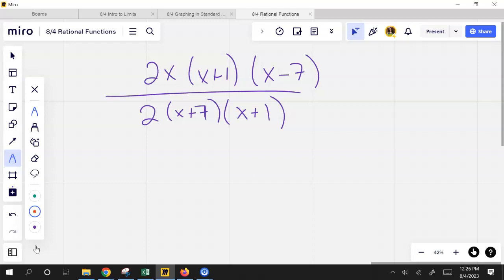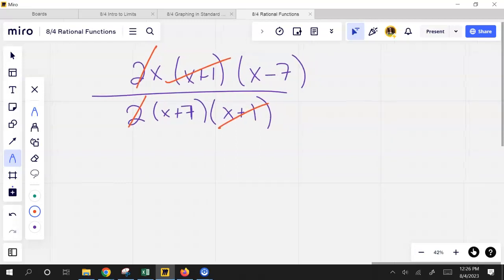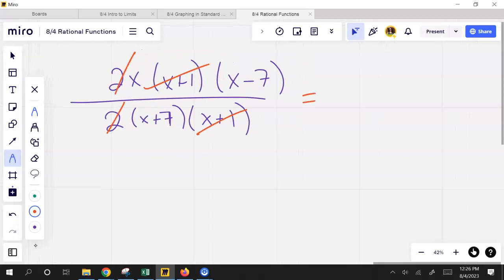Somebody said the 2. I agree. Anything else? I agree. Anything else? So what does it look like simplified? I'm going to leave it in factored form, though. You're right, but I'm going to leave it in factored form. That's it. It's simplified now. I can't simplify it any further.